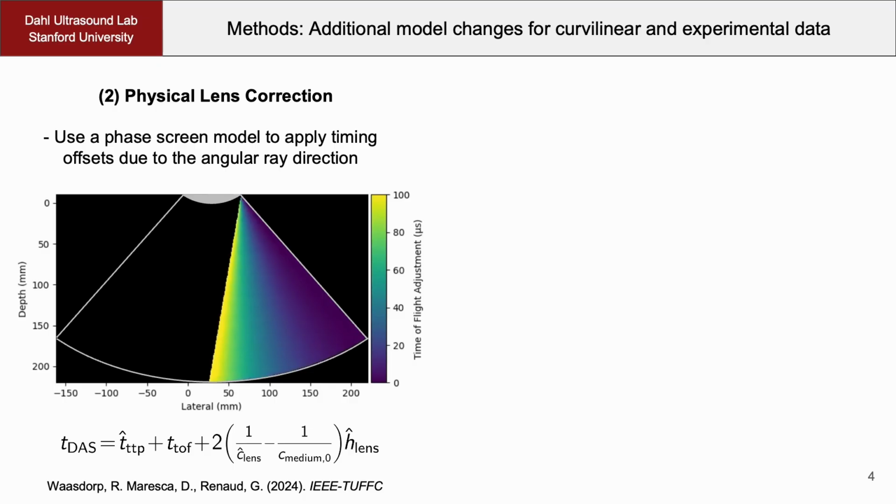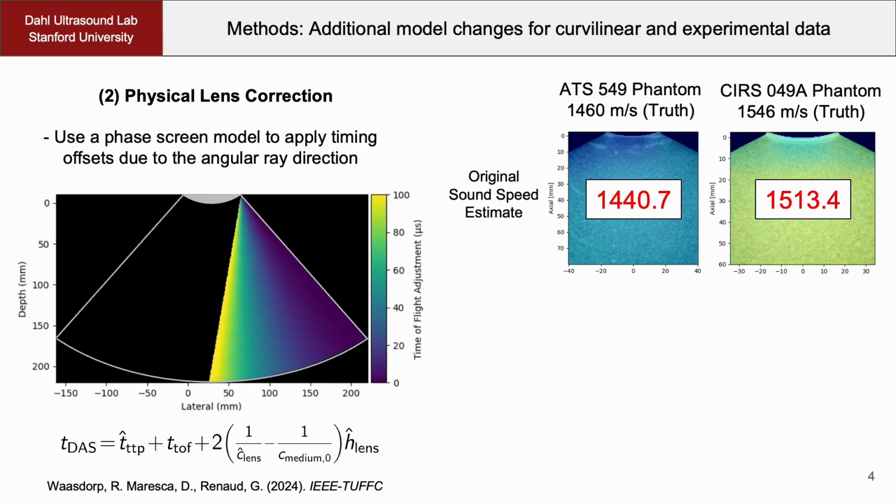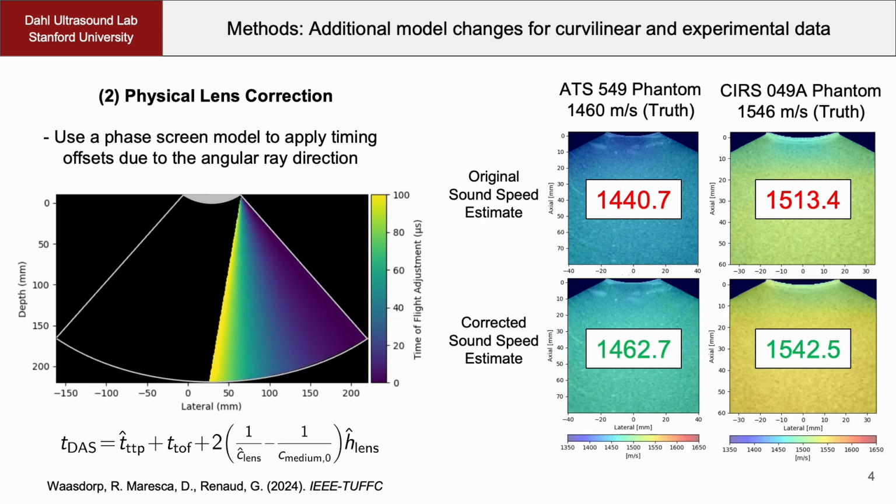To demonstrate the impact of the physical lens correction, we validated our differentiable beamforming model using two calibrated phantoms for which the ground truth values were known. Without lens compensation, we observed sound speed estimation errors greater than 20 meters per second. Using Wasdorp's phase screen model combined with our method, we achieved errors less than 4 meters per second.